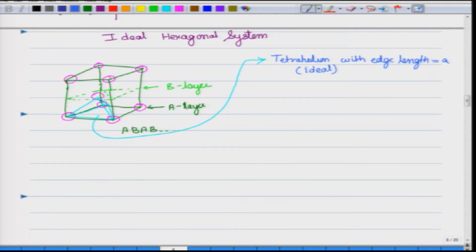Okay. Now, in the non-ideal case, this is your C direction and this is your A direction. There is no relation, there is no way to exactly define what should be the relation between C and A. What we are looking at right now is the C by A ratio when it is an ideal condition. So, trying to find C by A for ideal.